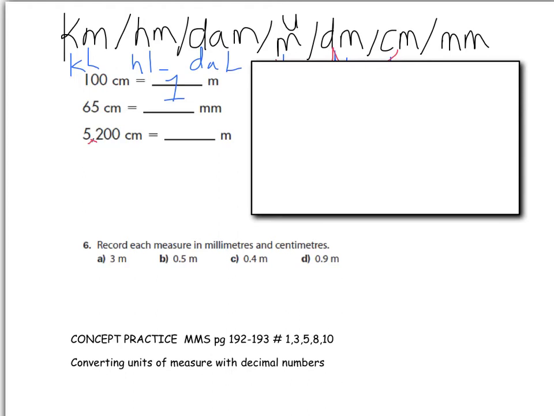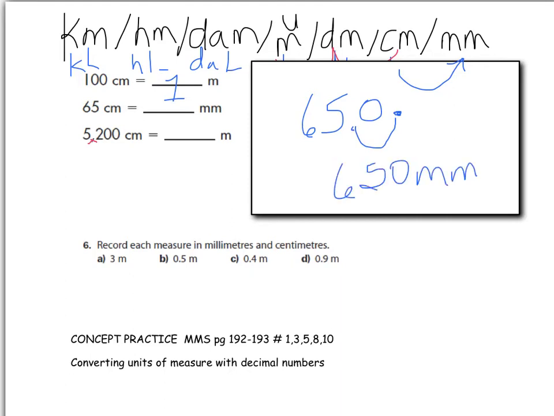All right, let's look at the next one. We have 65 centimeters to millimeters. Our decimal's here, we're adding the 1 jump to the right, moving our decimal over, adding a 0 in there, 650 millimeters. And again, we know that there are 10 millimeters in each centimeter, so that makes sense as well.